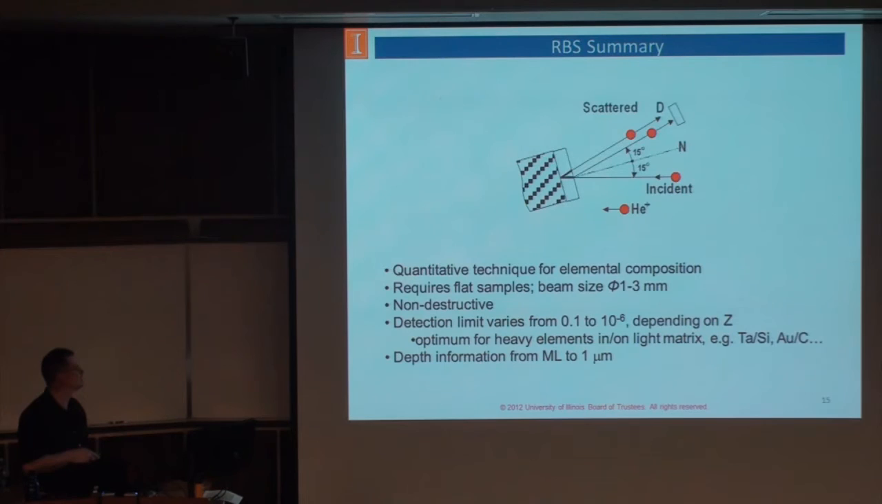But otherwise, it's non-destructive. And the detection limit varies from 10% down to 10⁻⁶, depending on the Z of the material. So it's optimum for figuring out heavy elements, the concentration. It works best if you have heavy elements on a light matrix, so something on carbon, or in my case when I was doing my graduate work, silicon germanium on silicon. And then you can get depth information from monolayers up to about a micron.